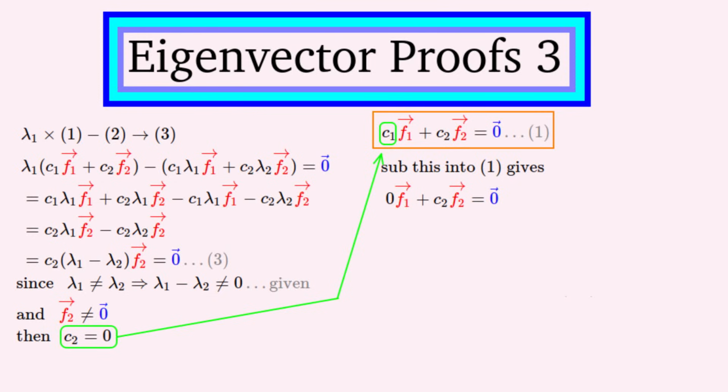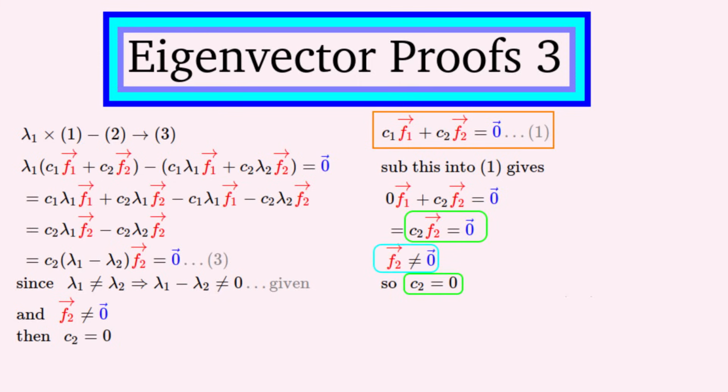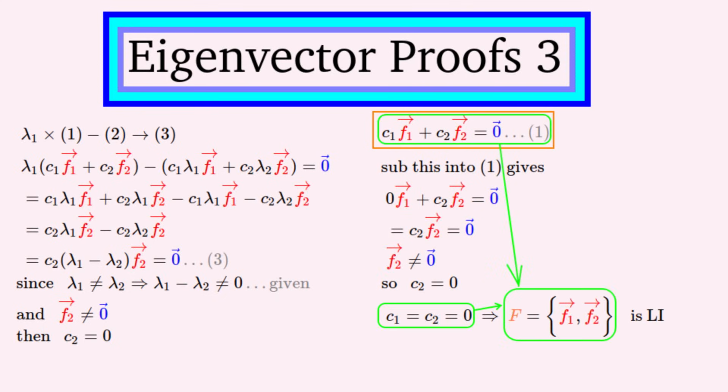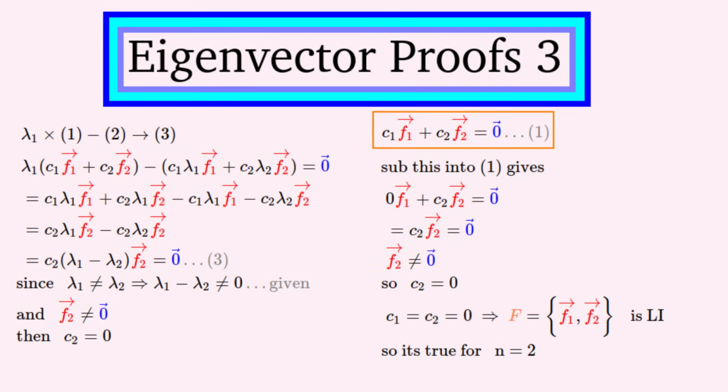We can then make this substitution to get this equation. This quantity is 0 and so it cancels. And then we can solve for c1 being equal to 0. And because both c1 and c2 are 0, then by equation 1 we can say that the set f is linearly independent. So now we've proven it true for n is equal to 2.